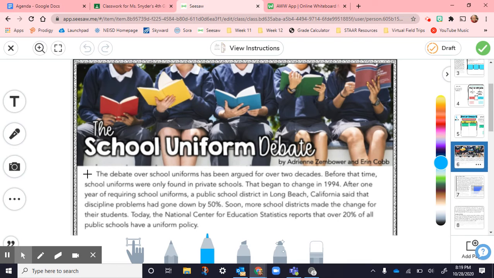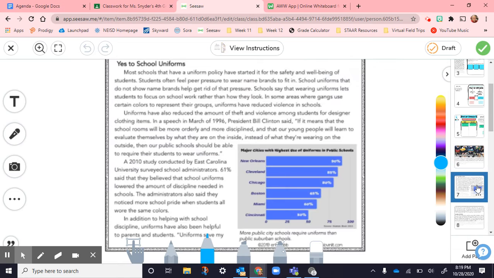So it says the debate over school uniforms has been argued for over 2 decades. Before that time, school uniforms were only found in private schools. That began to change in 1994. After 1 year of requiring school uniforms, a public school district in Long Beach, California, said that discipline problems had gone down by 50%. Soon, More school districts made the change for their students. Today, the National Center for Education Statistics reports that over 20% of all public schools have a uniform policy.